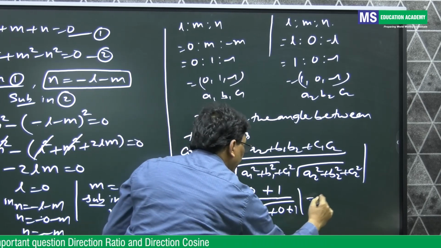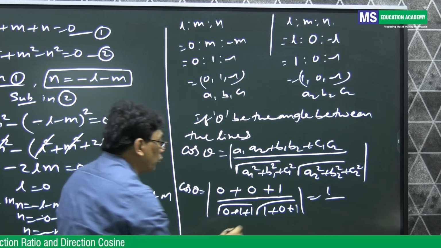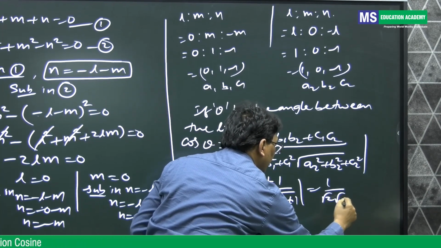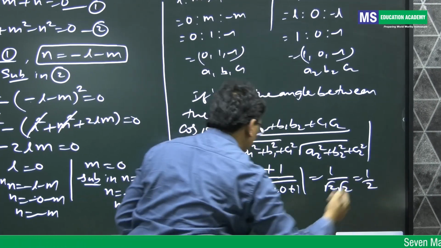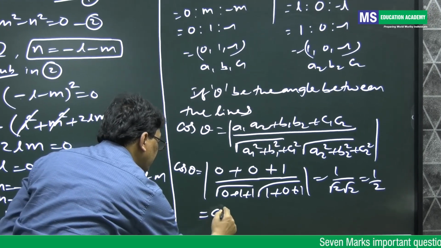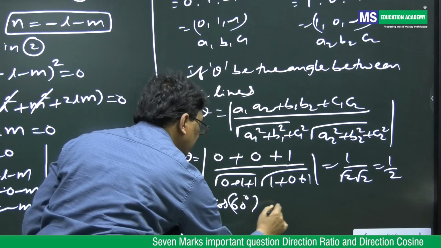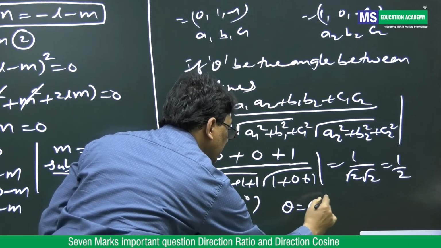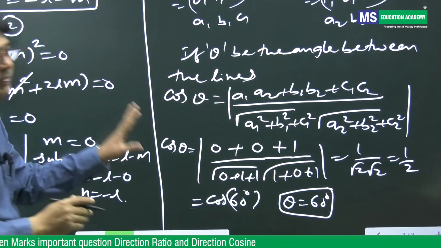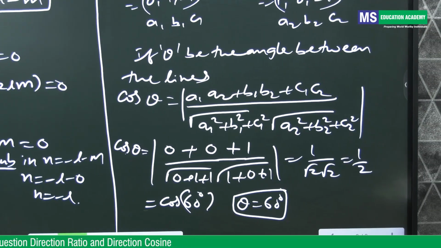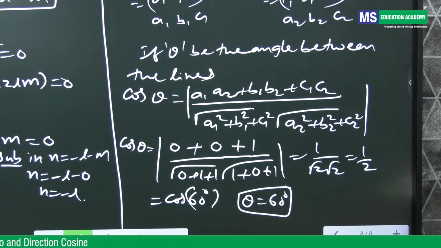Now, numerator is 1, denominator is root 2 into root 2, that becomes 1 by 2. 1 by 2 in terms of cos is cos 60. Cos theta equal to cos 60 degrees means theta is equal to 60 degrees. See, very easy problem like this. Very easy problem.